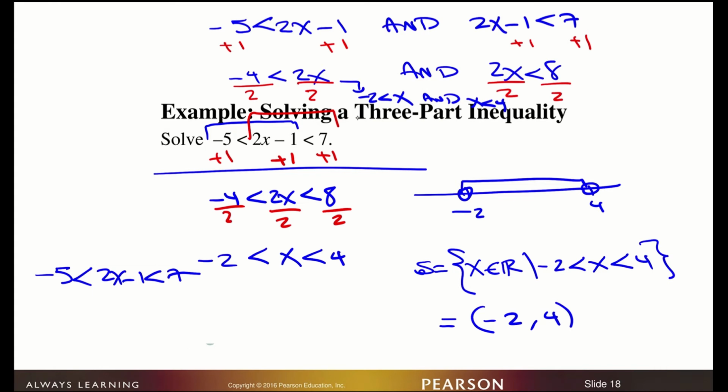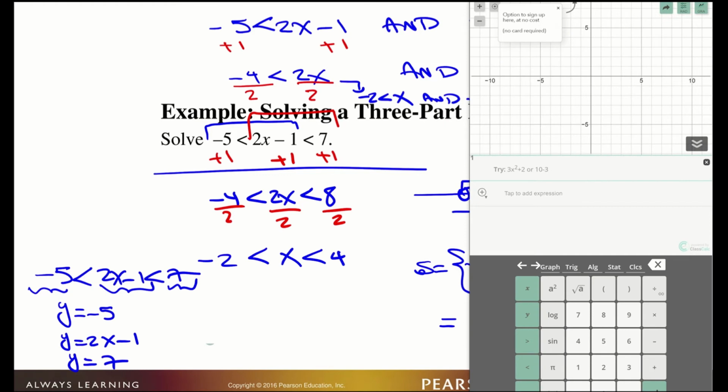So in other words, this one graph will be that part being set equal to y. The next one will be this part, so y equals 2x minus 1, and the last one will be y equals 7 for this part, right? So we go ahead and graph all 3 of those functions.